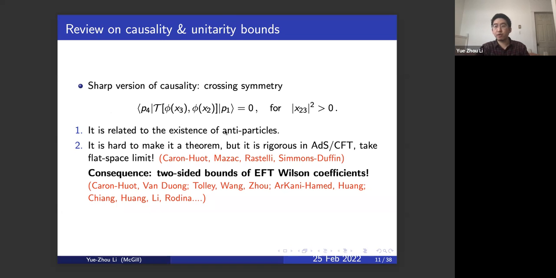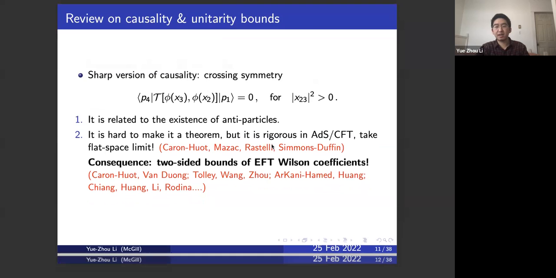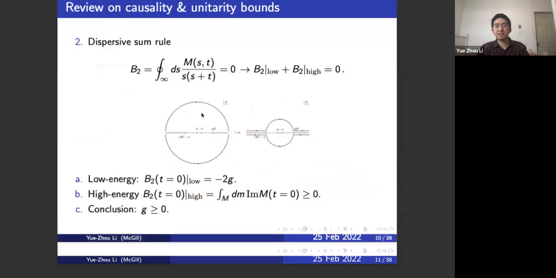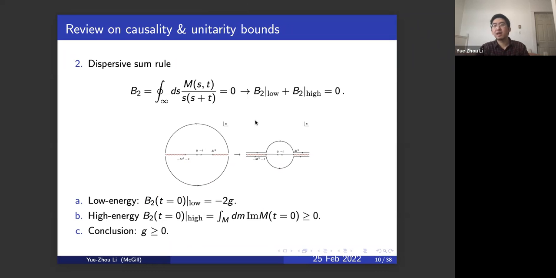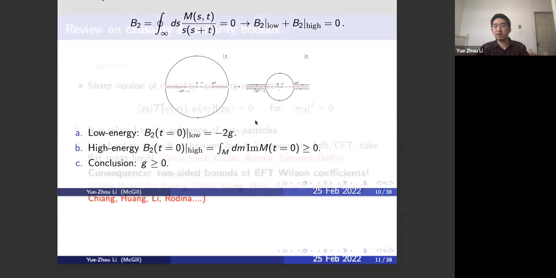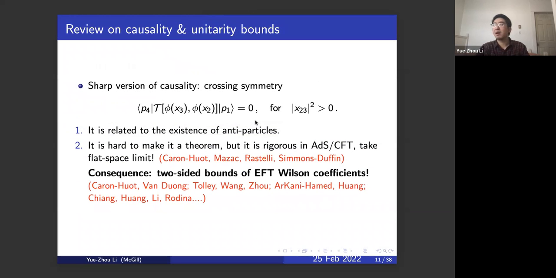And if we use the crossing symmetry, like asked before, this thing may not very obviously obey crossing symmetry, but the crossing symmetry is there. If we think carefully about crossing symmetry, there will be some consequences. A good consequence is that we can have two-sided bounds of EFT Wilson coefficients. This is pretty important, and it was also done like one or two years ago.